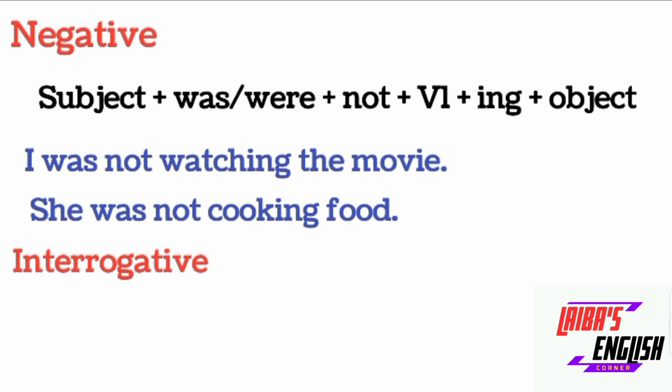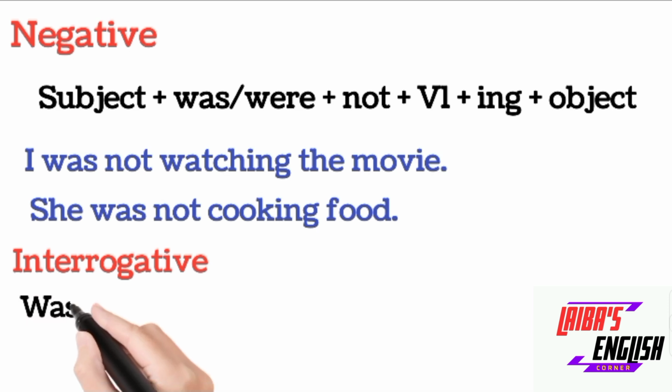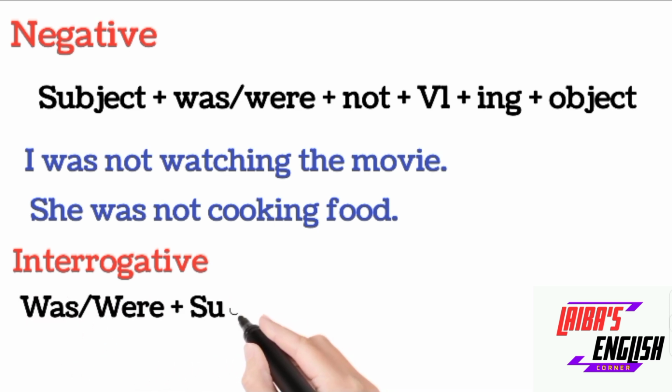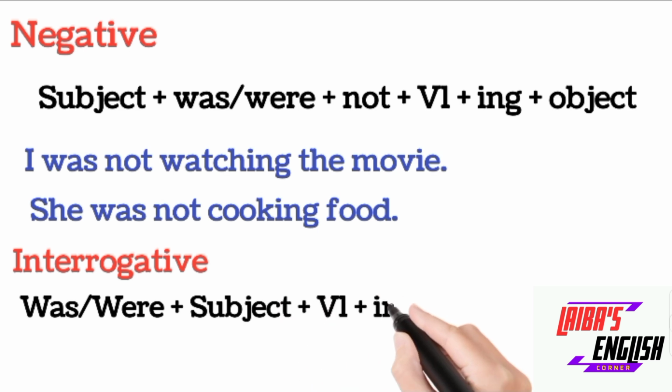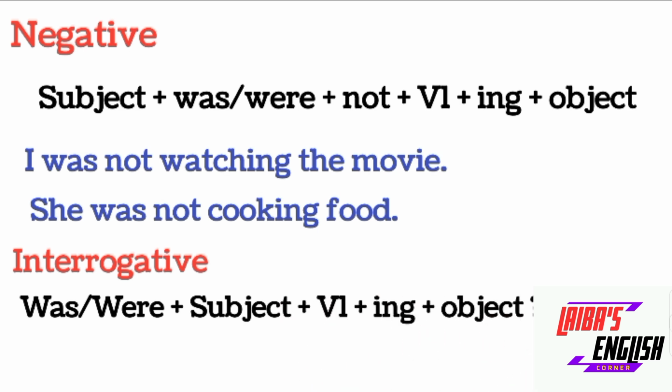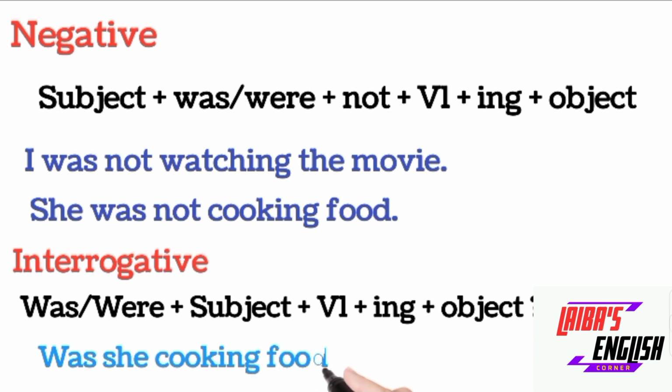Now we are going to make interrogative of this past continuous tense. For making interrogative, what you have to do, you have to put the helping verb in the start. At the end, you have to put the question mark. So the structure is was/were plus subject plus verb first form plus ing plus object and at the end question mark. For example, was she cooking food? Question mark. Was is a helping verb, she is a subject, cook first form cook plus ing and object at the end question mark.